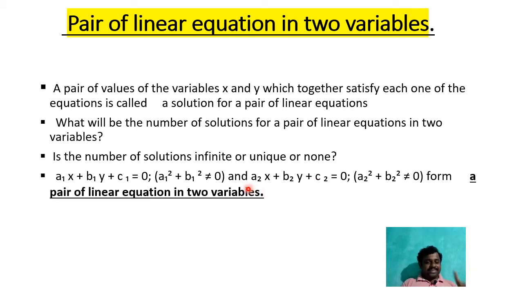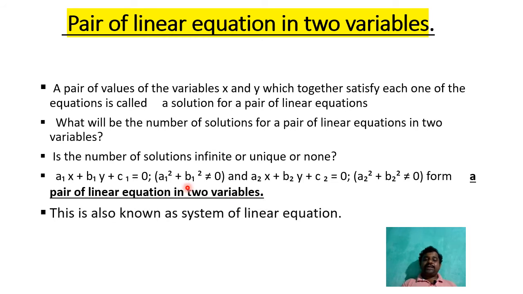Once again I repeat: a1, b1, c1 are constants, x and y are variables. a2, b2, c2 are constants, x and y are variables. Now a1x plus b1y plus c1 is equal to 0, a2x plus b2y plus c2 is equal to 0 is a pair of linear equations in two variables. This is also known as a system of linear equations.